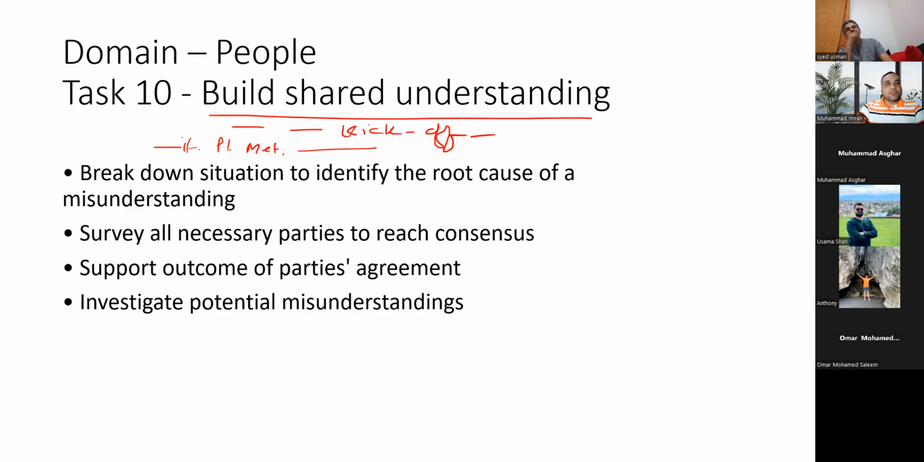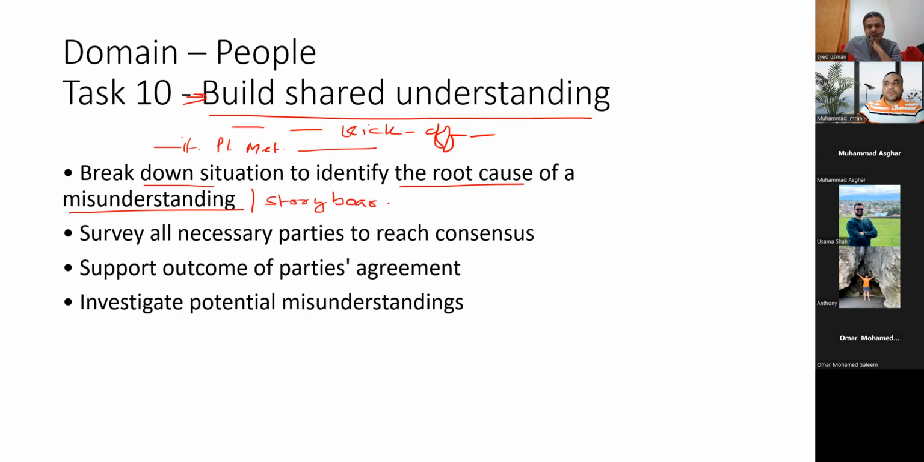So in iteration planning, what we are doing is trying to reach a shared understanding between the product owner, the project manager, and the stakeholders. Ultimately, you can understand what is going to happen. If there are breakdown situations, identify the root cause of the misunderstanding. I cannot understand you, I cannot understand you. So you can take the help of storyboarding.